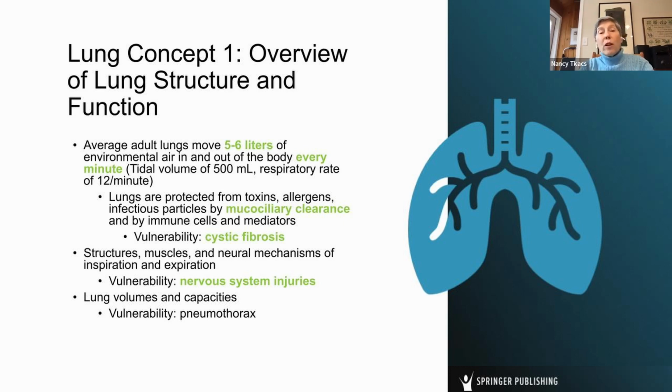You have to, as one of the overview concepts, talk about lung volumes and capacities. And so a vulnerability that is often used to illustrate this is the concept of what happens in a pneumothorax. So that's the first big chunk of talking about the lungs.